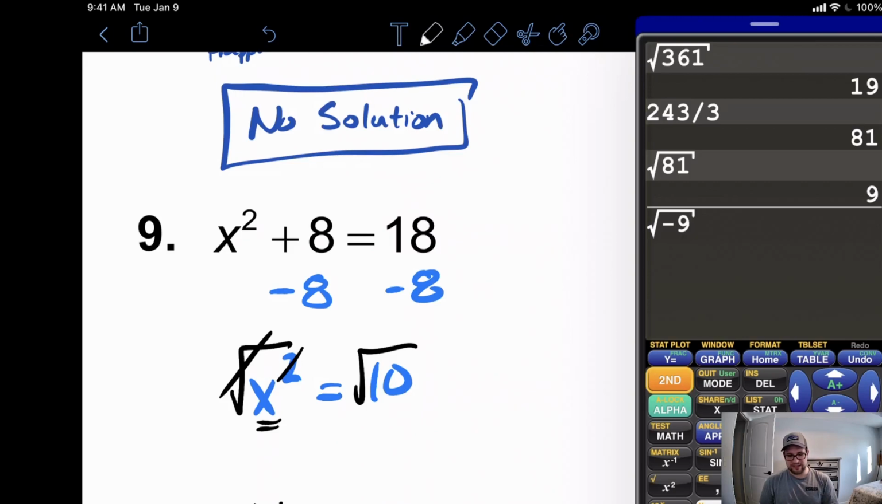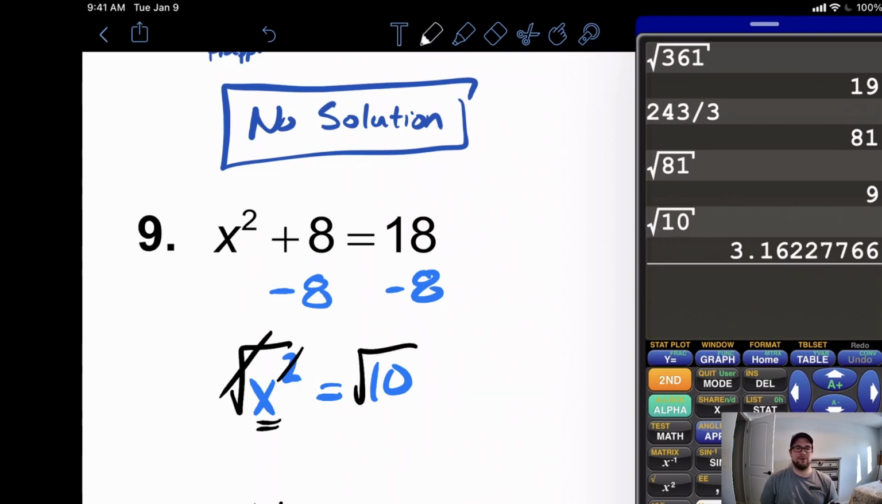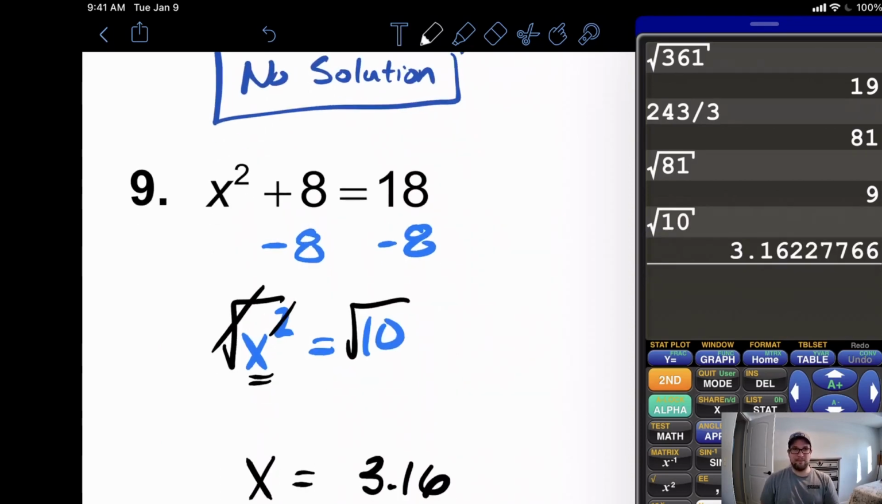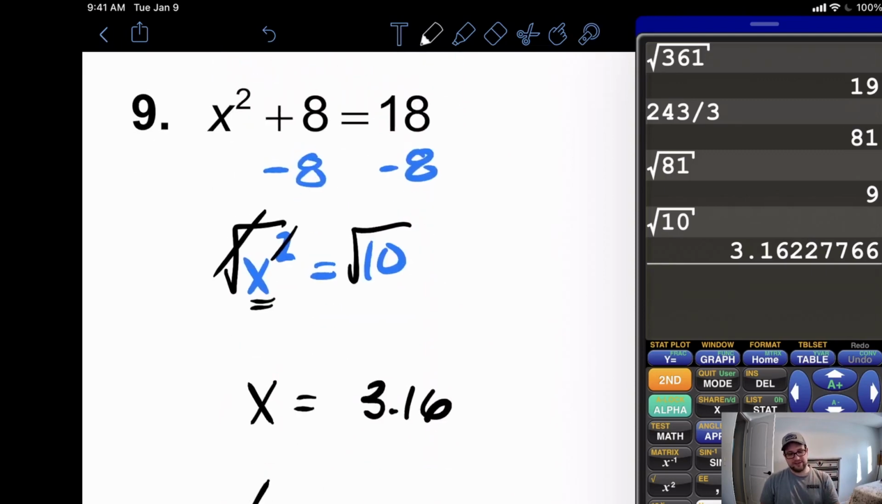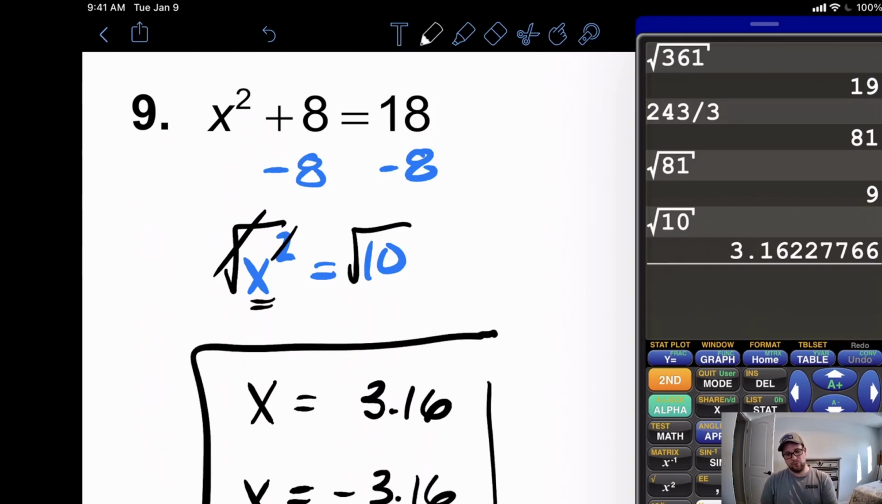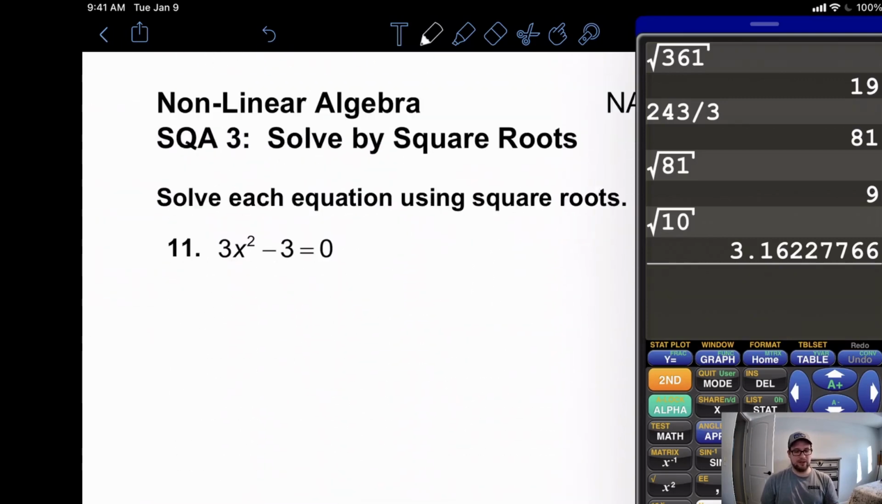So we're going to do second square root of 10. 10 is not a nice number to take the square root of, but we can still get a decimal approximation. So I'm just going to call it 3.16. Now, remember, when we do this, there's always two answers. So x is equal to positive 3.16 and negative 3.16. Those will be my two answers. Nice job. Let's look at problem number 11.